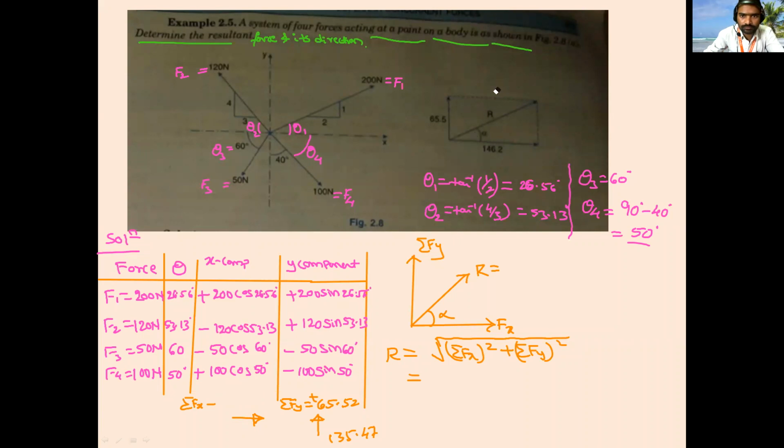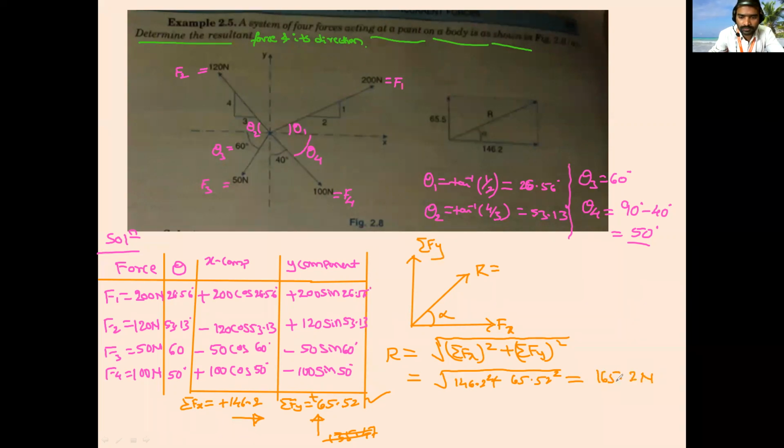So sigma fx is equal to plus 146.2. This answer is correct, and 65.52 is correct. So calculate R: sigma fx square plus sigma fy square, that is 146.2 square plus 65.52 whole square. What is the final answer? How much you are getting? 160.2 Newton.